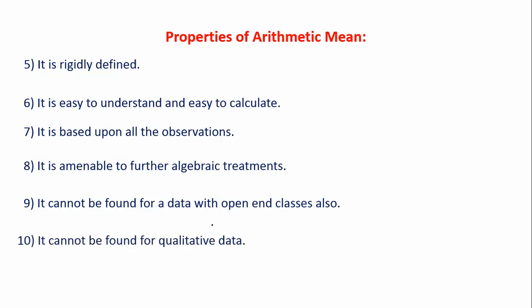It cannot be found for qualitative data. Suppose there is a uniform offer, and I'm going to note down the colors of the shirts owned by the students. So red, blue, black, white, pink, red, and something like that.